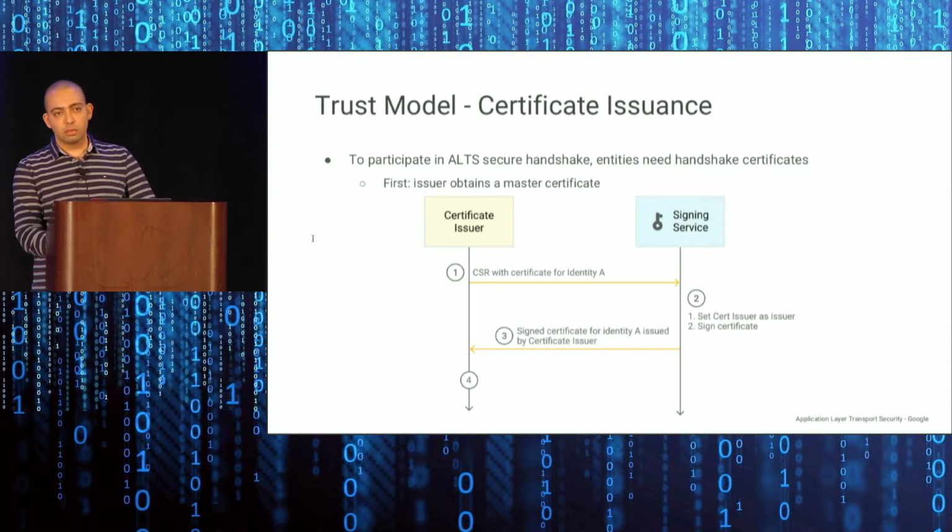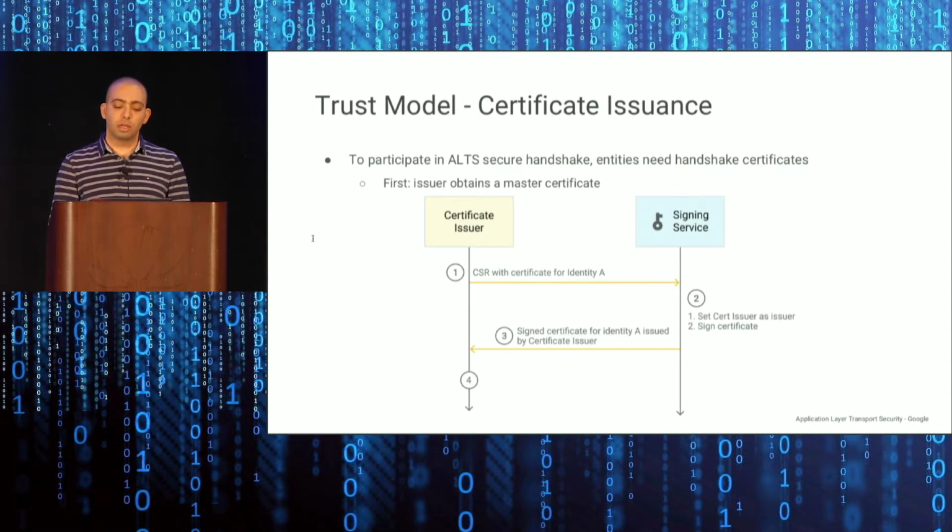This is a simple process that involves the certificate issuer talking to the signing service. It sends basically a CSR with its identity. The signing service would create the certificate, sign it, and send it back to the issuer. And now the issuer can start creating handshaker certificates.